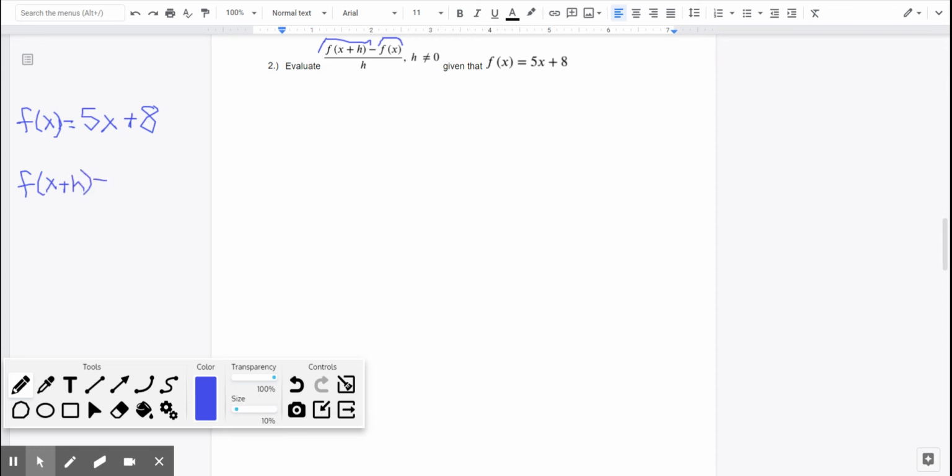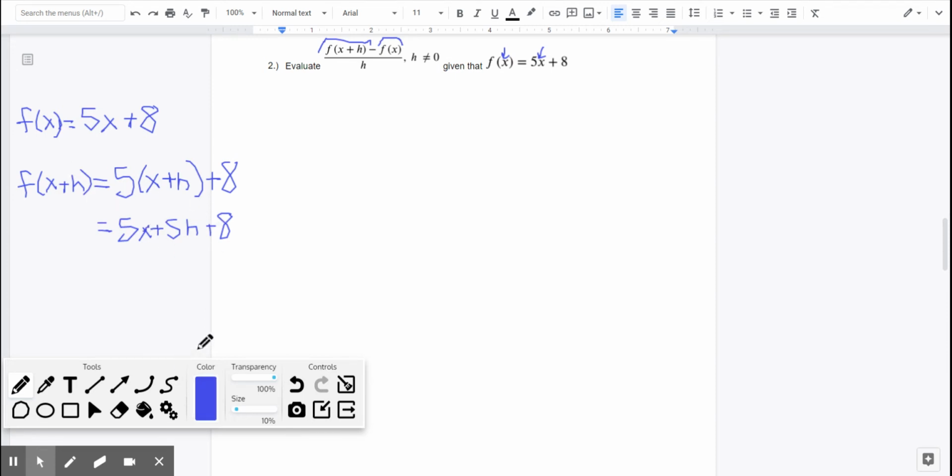So f of x plus h says go to function f, and wherever you see an x, replace that x with x plus h. So instead of x, I'm going to put x plus h. And after you distribute the 5, you'll get 5x plus 5h plus 8. And you can then replace f of x plus h with these three terms wherever you see it.